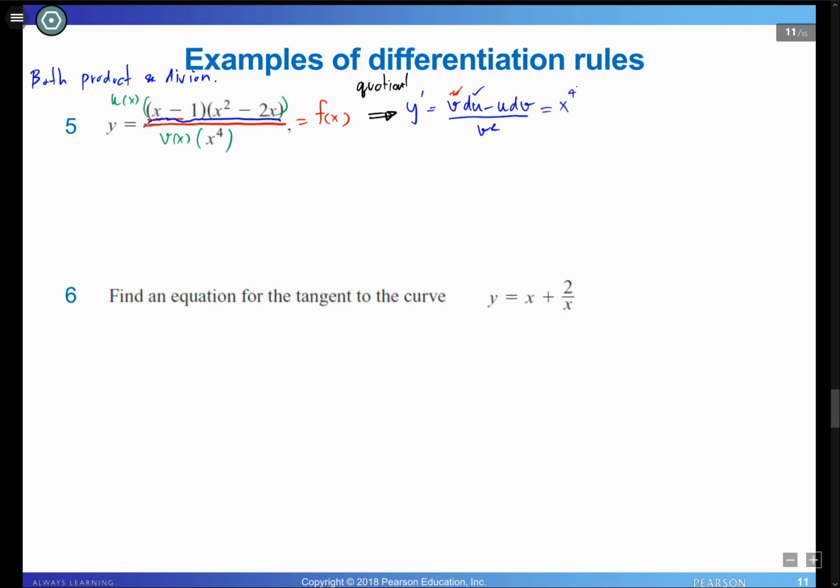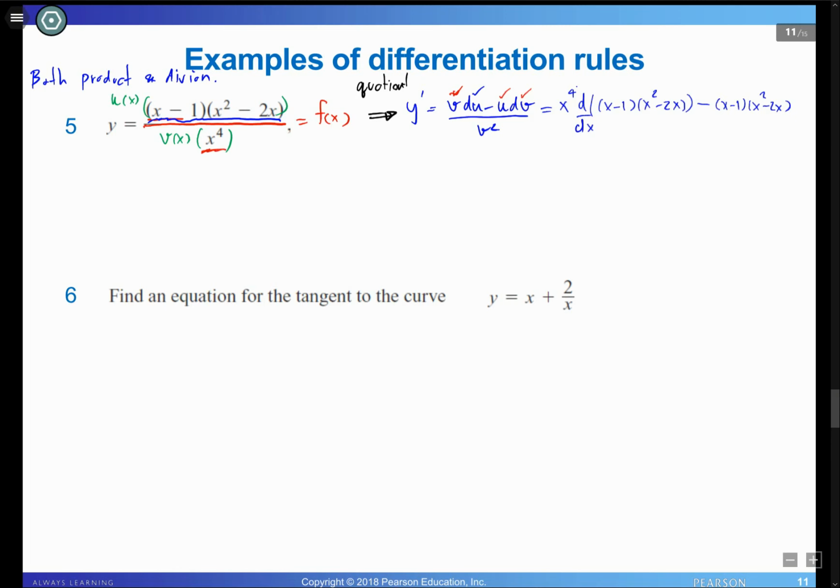Now du, we are supposed to differentiate the numerator. So we have x minus 1, x squared minus 2x. Differentiate this with respect to x, and that is du. Now minus v, minus u. u is this whole thing again, x minus 1, x squared minus 2x. And now dv. That was u, and now we have to find dv. So we are supposed to differentiate this x to the fourth with respect to x. What is it equal to? It's going to be 4x cubed. The power comes down and the power decreases by 1.